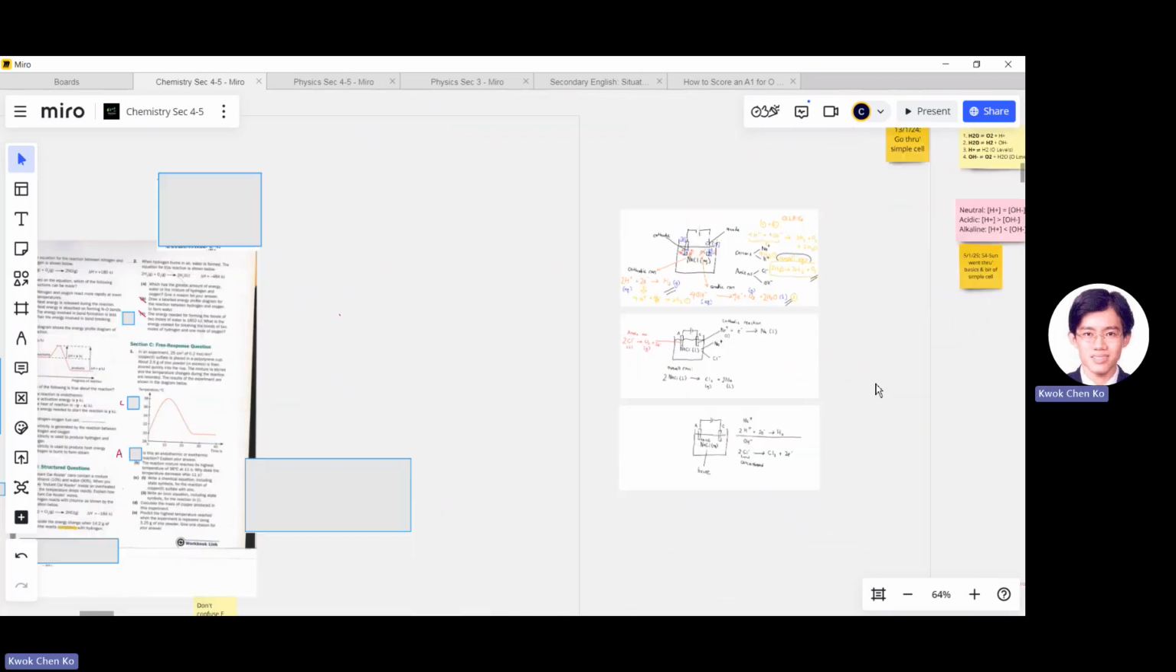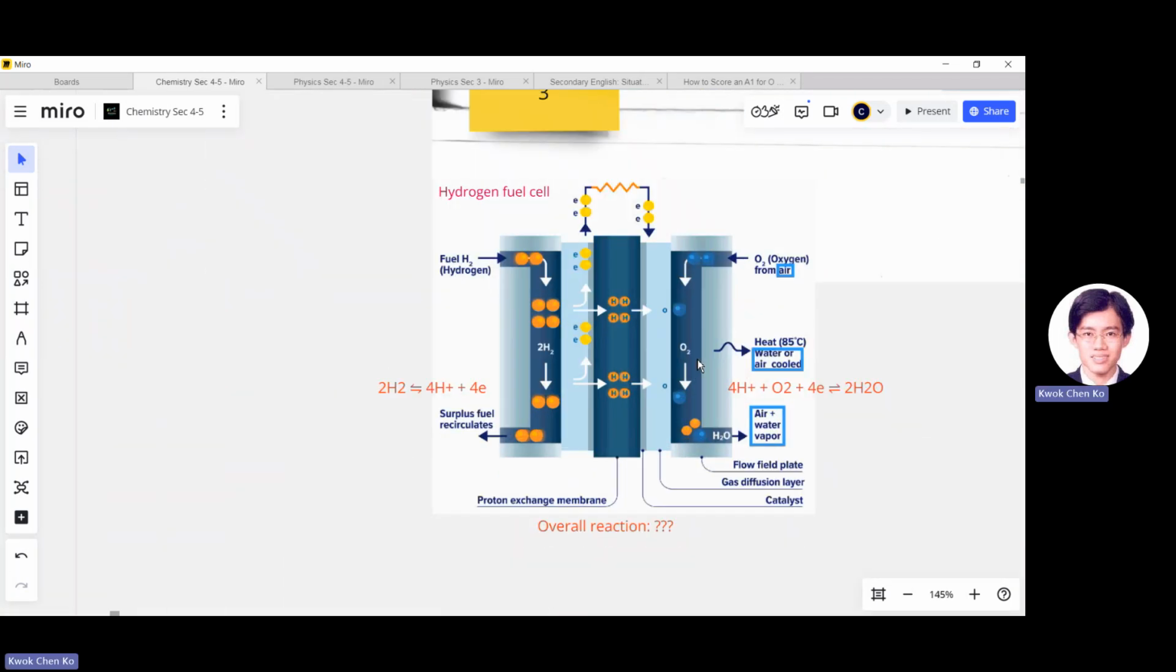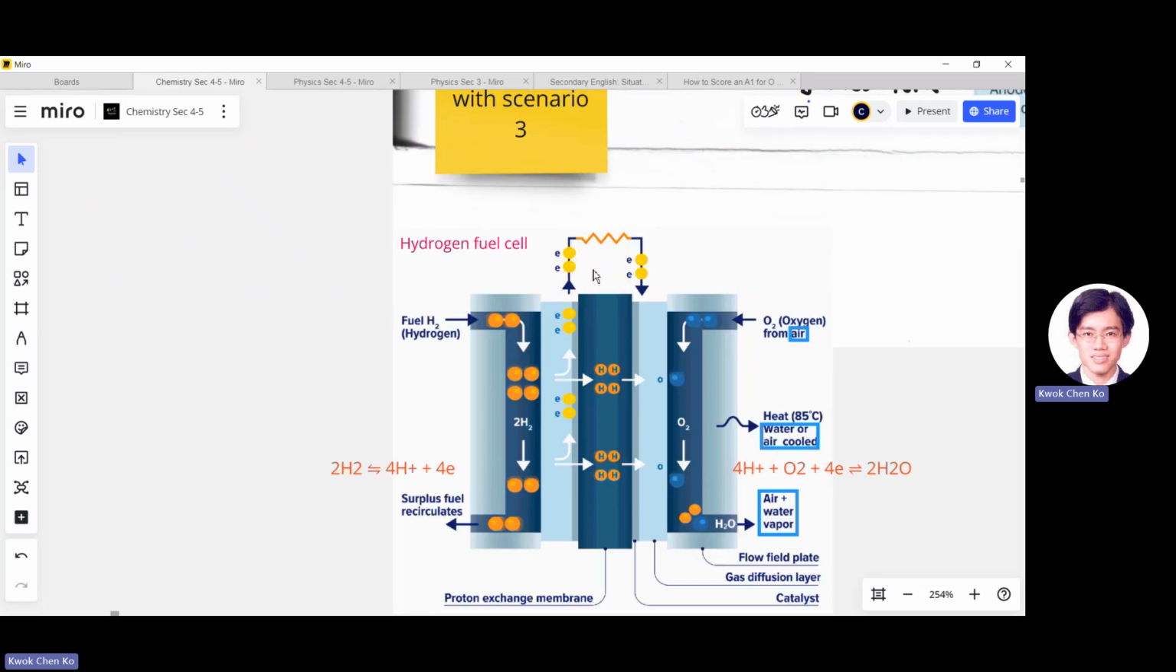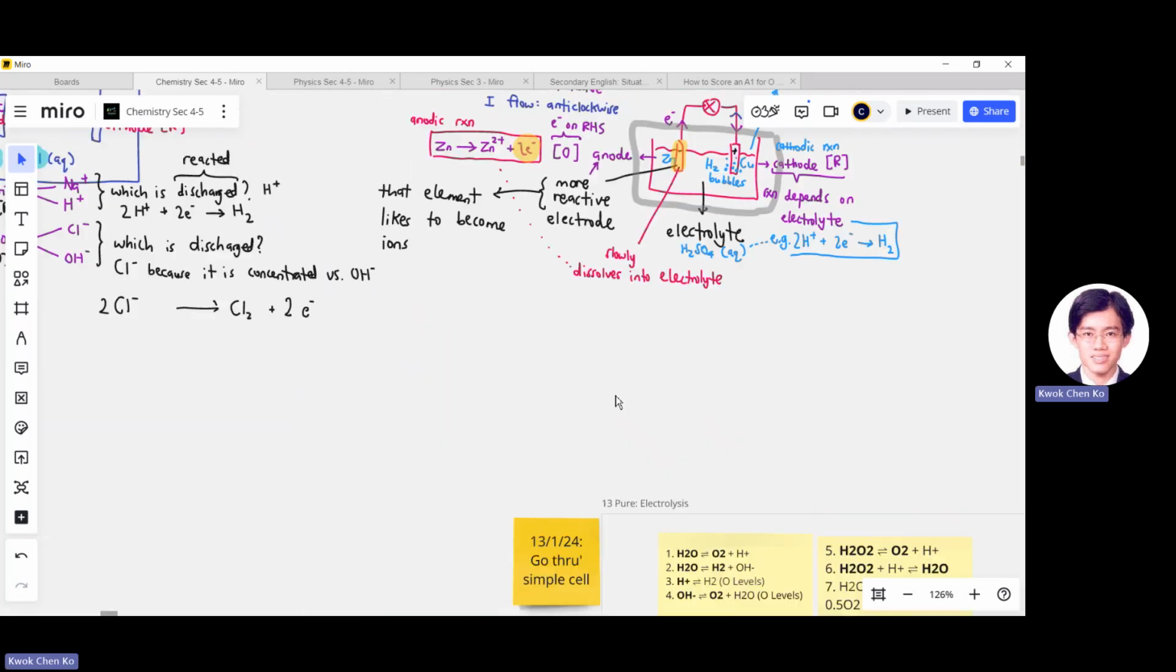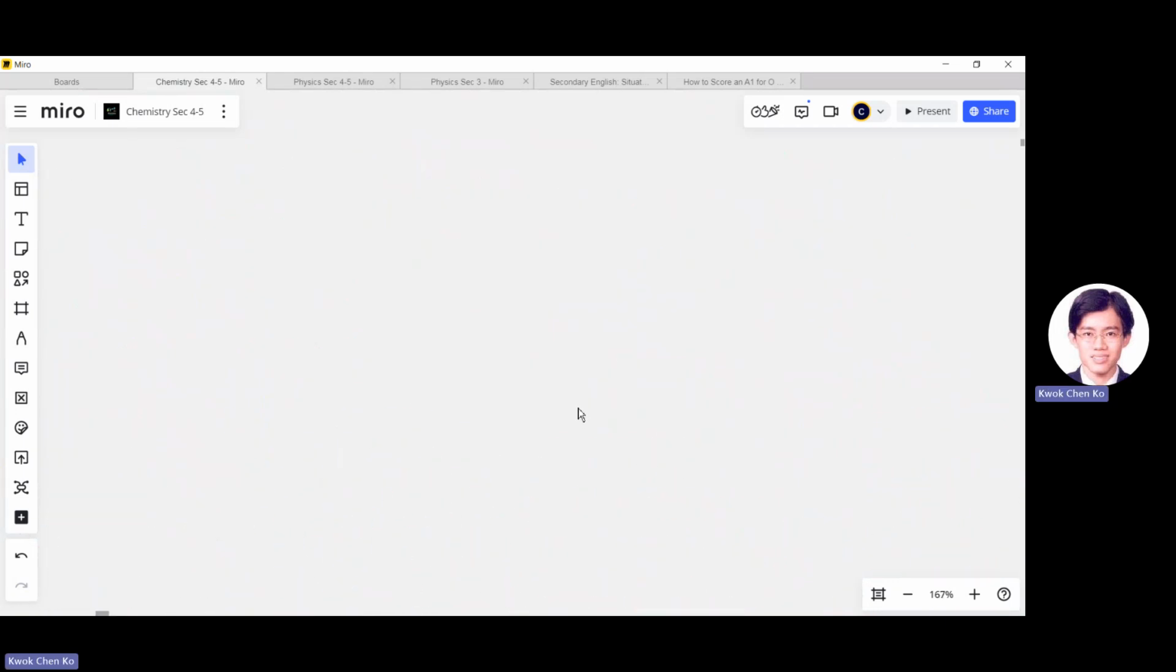Hydrogen fuel cell. Some schools like to ask this, but some schools don't bother with it. Some schools can create an entire question based on this hydrogen fuel cell. It looks like this, but I'll simplify it for you. Come guys, let's draw a simple diagram. Hydrogen fuel cell. So get used to seeing this term. It may come up for your school. So it depends on your school. But it's definitely part of the syllabus.